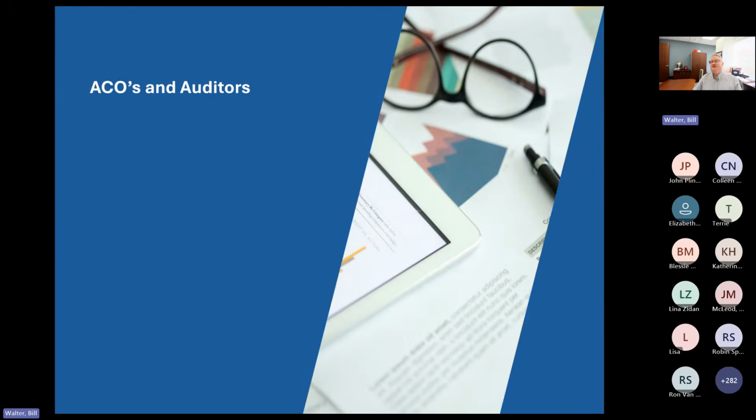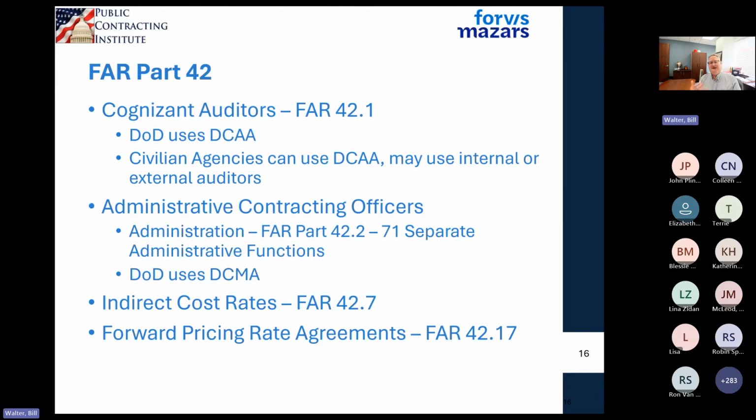Okay, so let's talk about the people involved in the process. So in the process, we have ACOs, administrative contracting officers. We have auditors. And because it's a cost type contract where the price is going to be the allowable cost plus the agreed to fee, people want to make sure that the costs that you're billing are allowable. And there's lots of news stories about people who have identified that, hey, there are costs that are being charged against government contracts that shouldn't be.